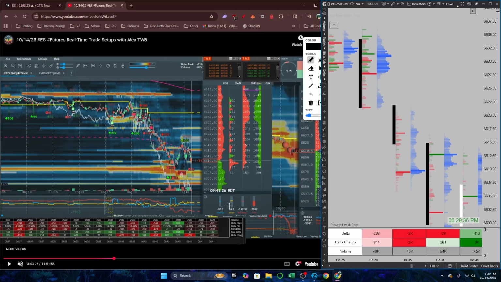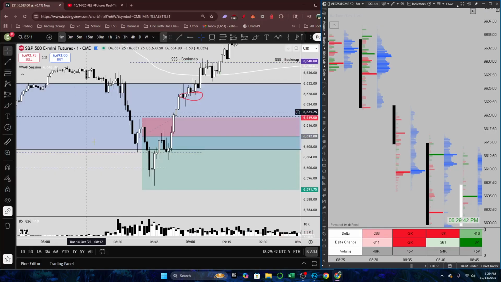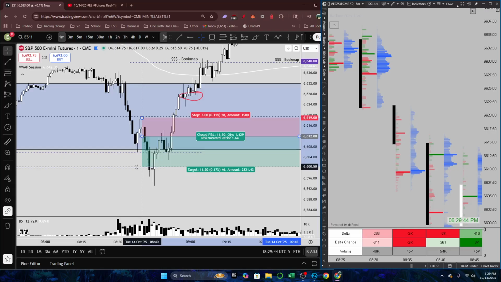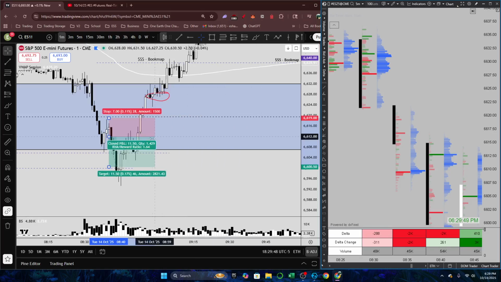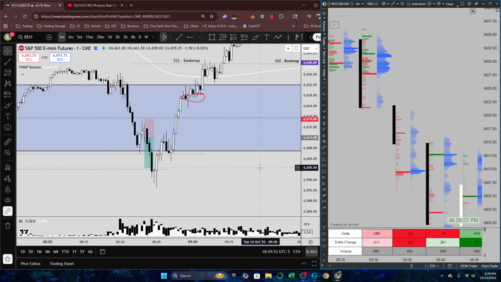How I would do this, simply because 6600 is a psychological level, I'd place my take profit right above 6600, so like 6600.5 right there. That would be my target. And honestly, this did play out, but the stop loss placement is everything when it comes to these types of plays.